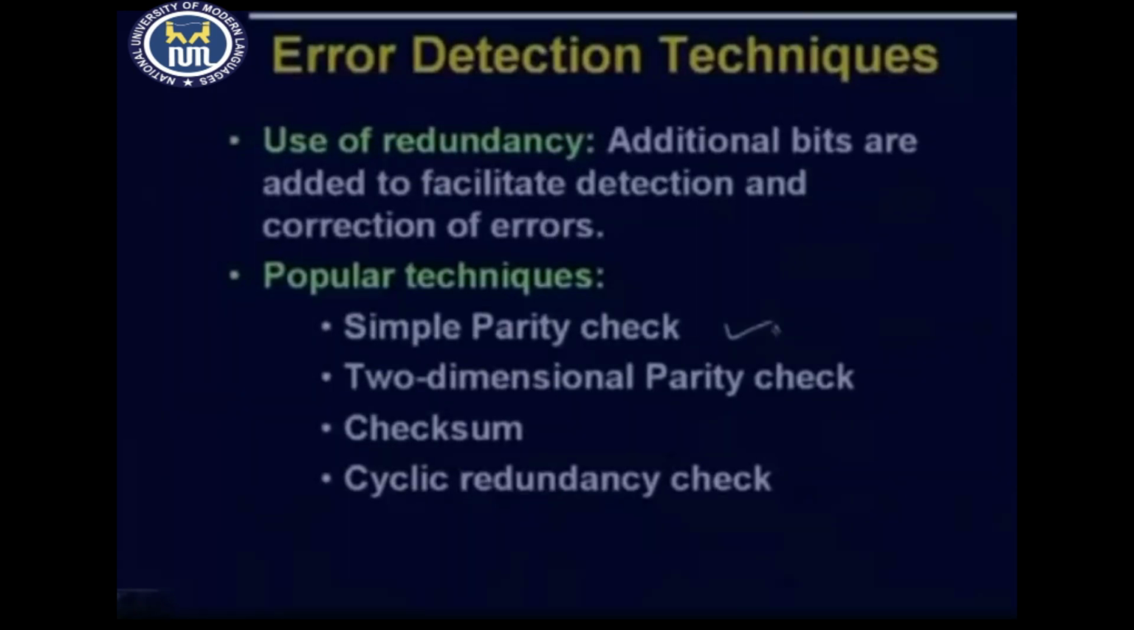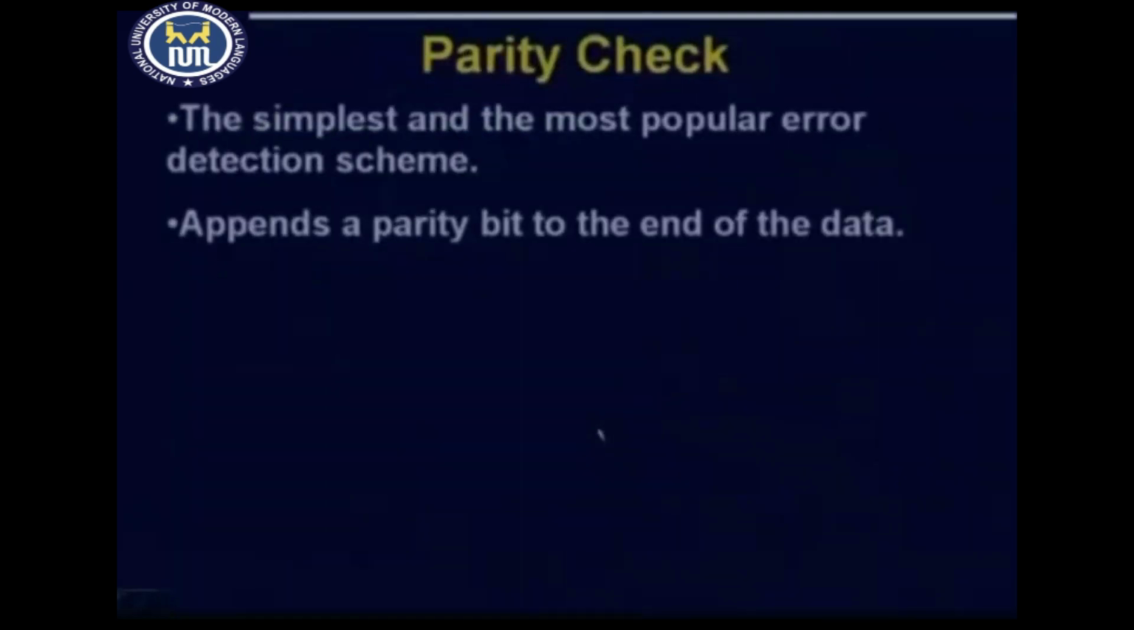The popular techniques you can see here are the simple parity check, where a single bit is added. We have the two-dimensional parity bit to enhance the parity. The third technique is called checksum. Checksum adds several bits to detect errors, and checksum error detection is much better than the first two. And finally we'll discuss the cyclic redundancy check, which is very popular, and this is the most sophisticated and best for detecting errors. So let's talk about the parity check.